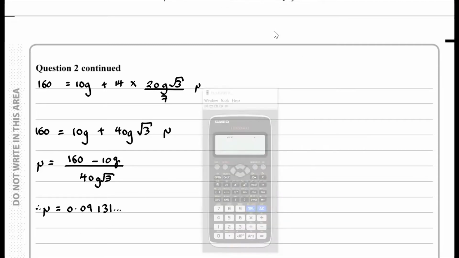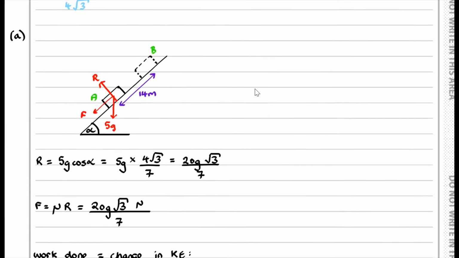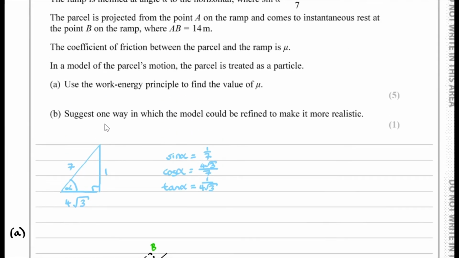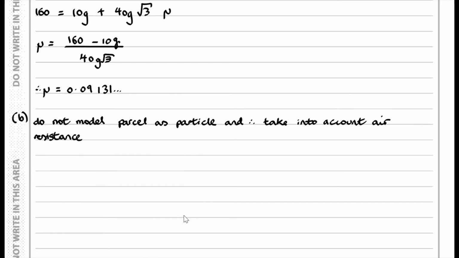Okay, and now for part B, we have to suggest one way in which the model could be refined to make it more realistic. Well, we have the following. Do not model the parcel as a particle, and therefore we can take into account air resistance.